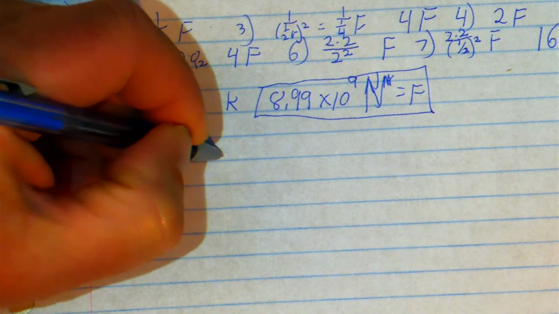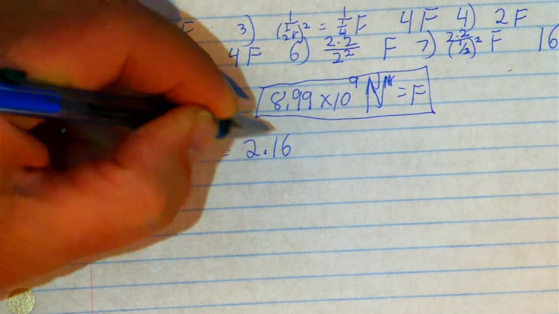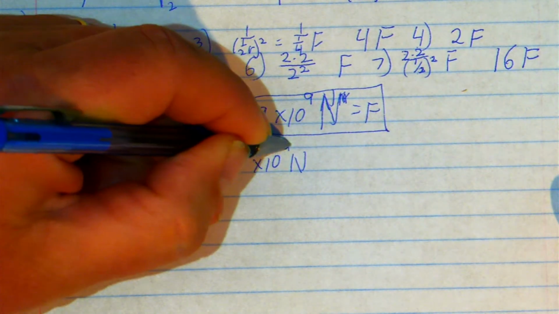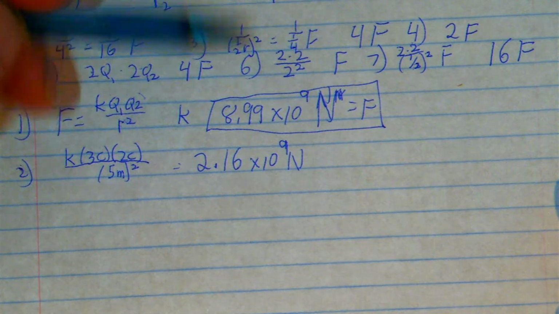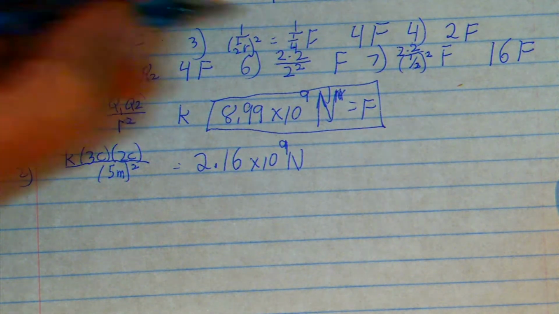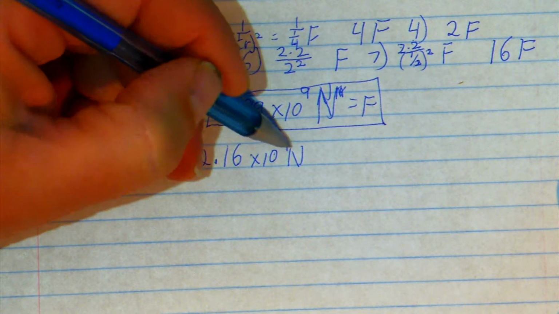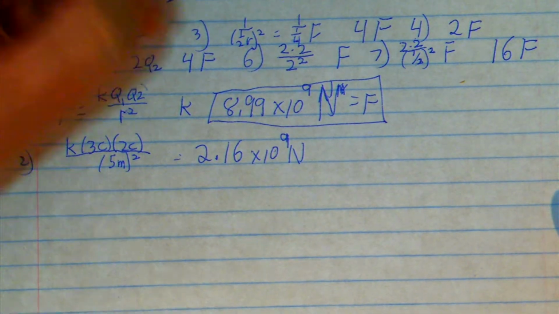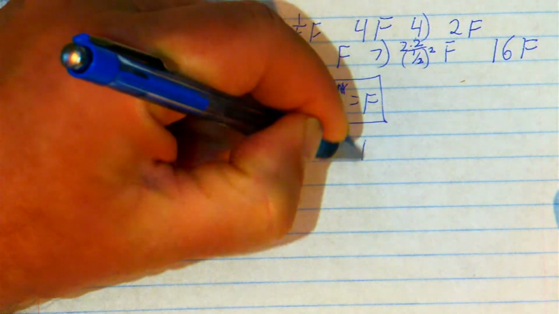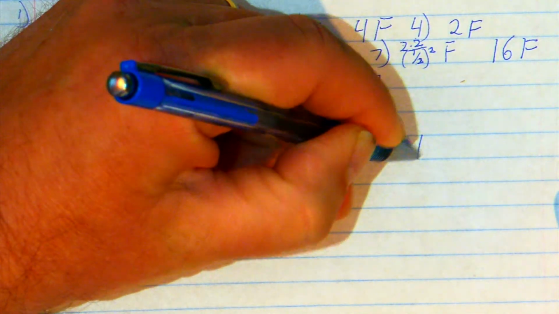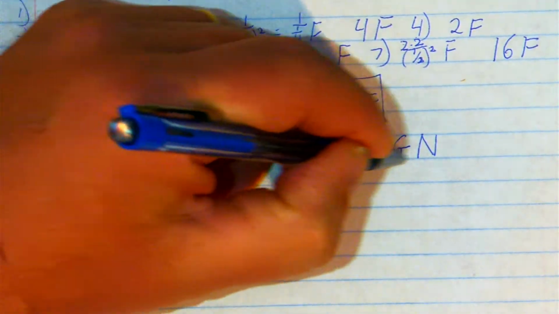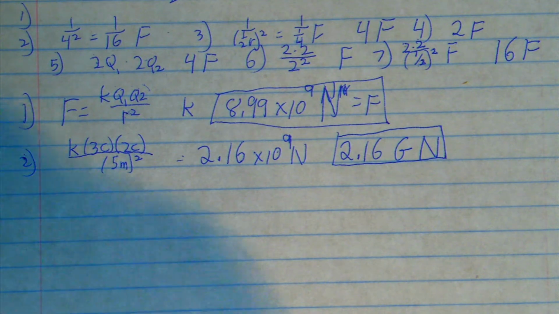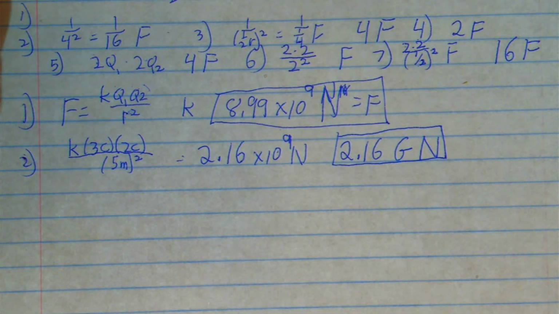You get 2.16 times 10 to the ninth power newtons. I like having you practice using the Greek prefixes if you can. 10 to the ninth power is called a giga. Gigabyte is billions of bytes. 10 to the ninth is a billion. So you could call this 2.16 giganewtons as the amount of repulsion between these two charges, because they're both positive charges, like charges repel.